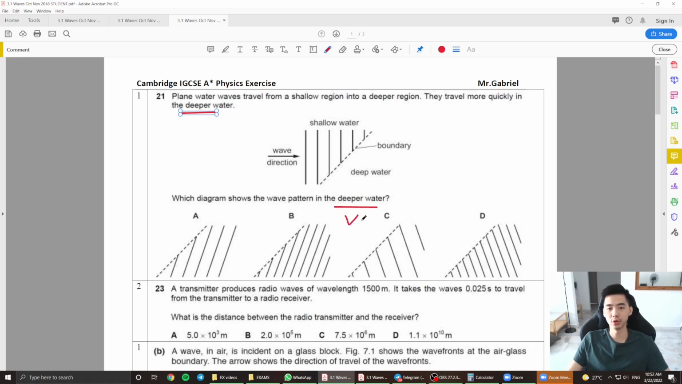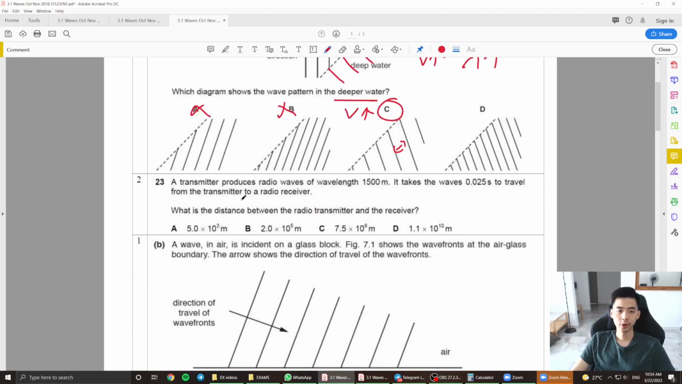Now, if it's a deeper region, it means to say the velocity is faster. If the velocity is faster, they are supposed to lead forward here, yeah, guys. So obviously, this can't be it, this can't be it. It's between C and D, and you'll notice that the wavelength here is actually larger, so C is definitely going to be the answer, because if the velocity increases, the wavelength is going to increase as well, yeah.